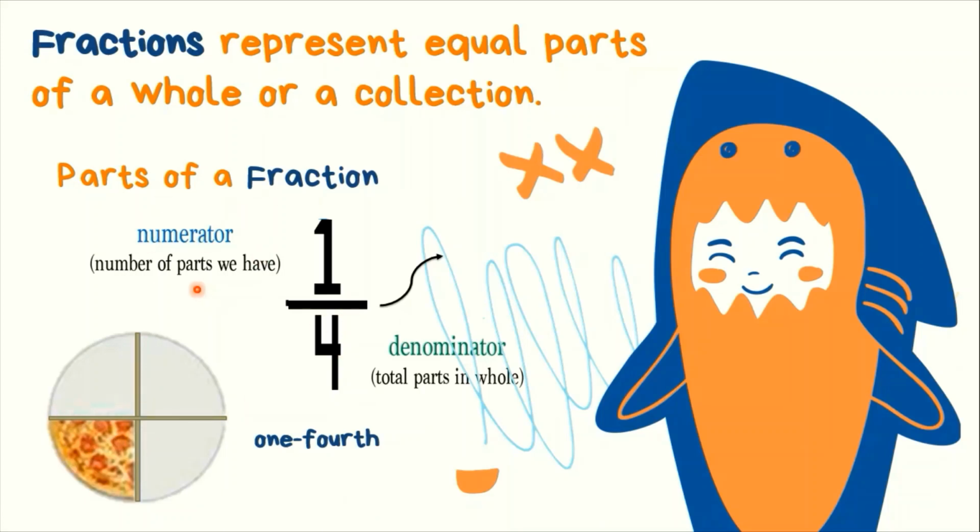Numerator is the number of parts that we have. Ibig sabihin, out of 4 pizza, isa yung ating kinuha. The rest na 3 ay kinuha ng iba o nandito lamang. Kaya ito ay nagre-represent sa 1/4. Out of 4, isa yung kinuha natin.